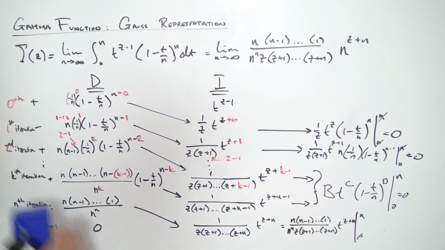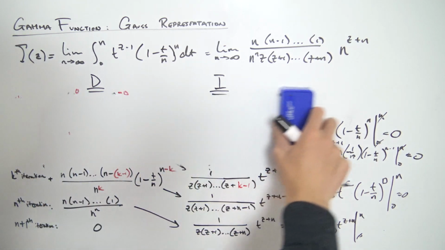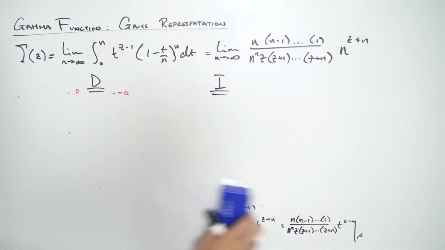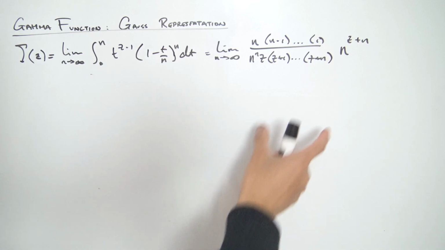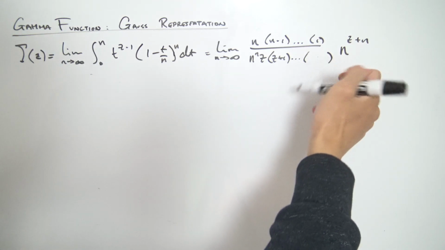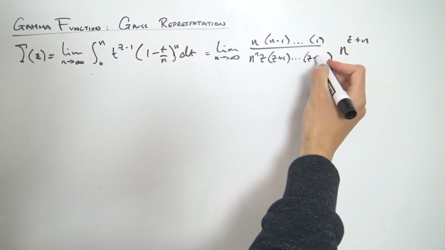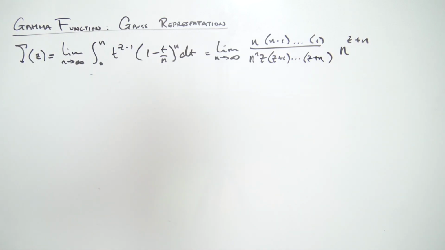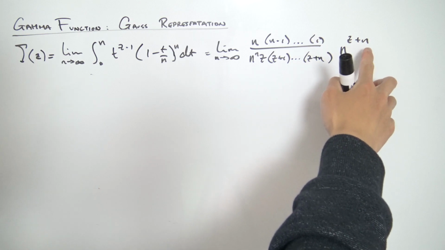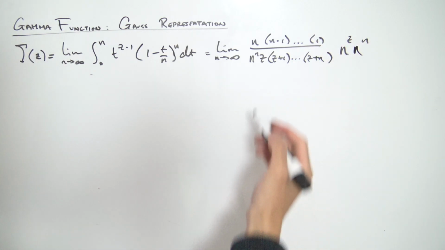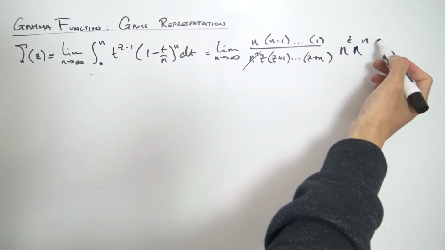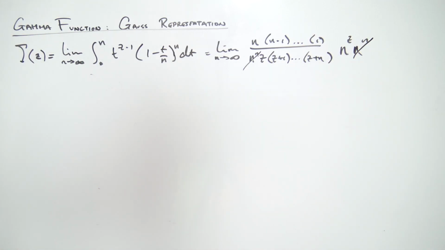So that was quite a bit of work, but we've gotten quite a nice expression out the other end. So let's keep taking a look at this expression. This is a z plus n. So we can actually do some simplifications right away. Notice that n to the z plus n is the same thing as n to the z times n to the n, and we can cancel n to the n with n to the n over here.